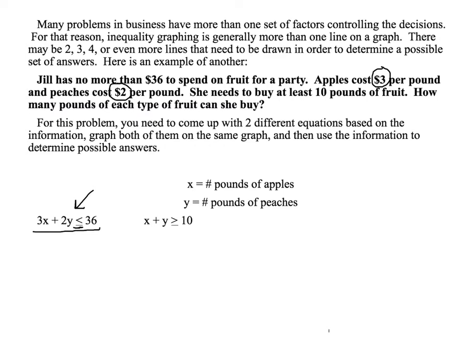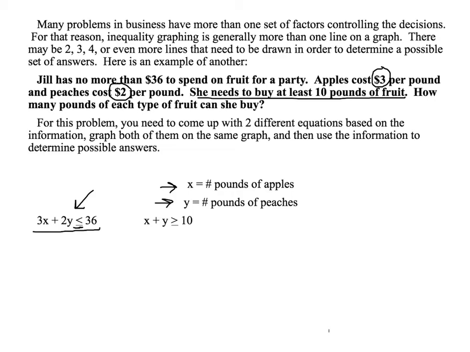For the other inequality, it says that she needs to buy at least 10 pounds of fruit. So that would mean that if X is the number of pounds of apples and Y is the number of pounds of peaches, my inequality, adding up X plus Y, has to be greater than or equal to 10, because once again, she can buy exactly 10 pounds of fruit.